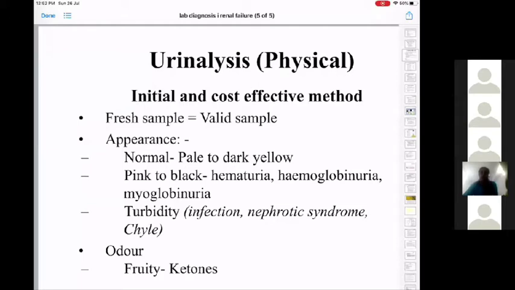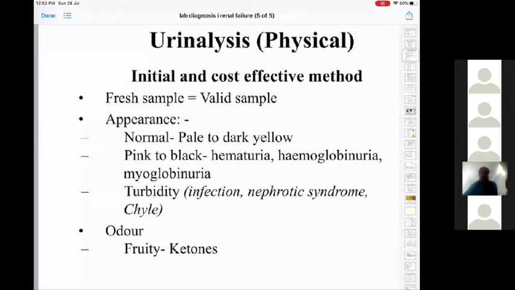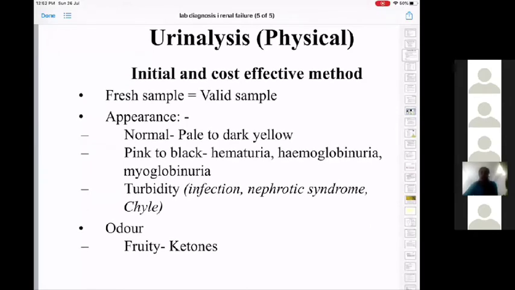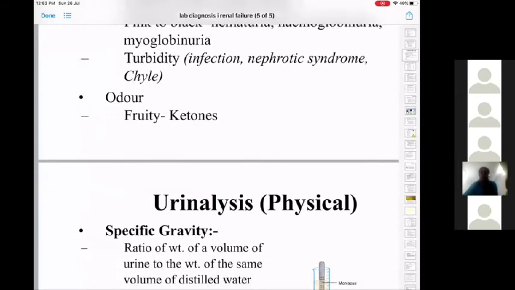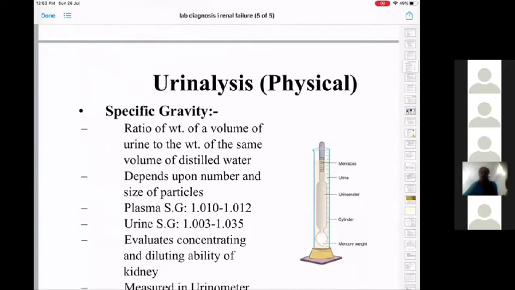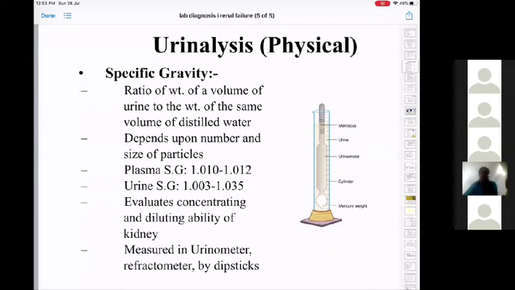Odor: if the odor is fruity, then it is due to ketonuria, that is ketones. Now, physical urine analysis, specific gravity. The normal specific gravity of plasma is 1.01 to 1.012, and urine specific gravity is 1.003 to 1.035. And what is the definition of specific gravity?